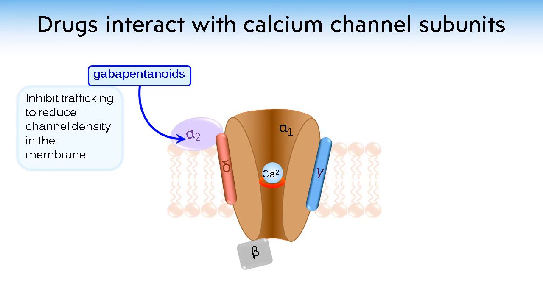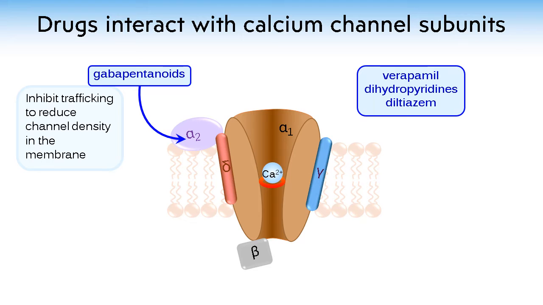In contrast, the cardiovascular drugs, verapamil, dihydropyridines and diltiazem, all interact directly with the main alpha-1 subunit to reduce calcium ion flow through the channel.